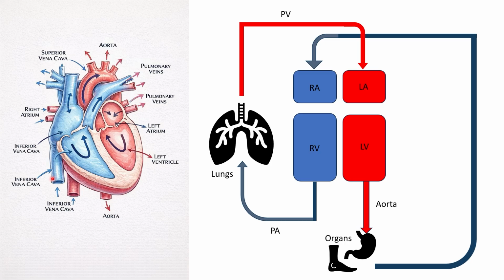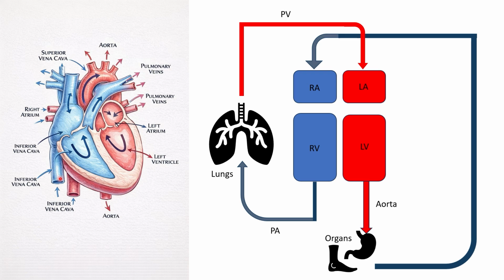Because of this, elevations in right atrial pressure are transmitted directly back into the venous system, leading to venous congestion. This explains findings such as distended neck veins from superior vena cava congestion and a dilated inferior vena cava on ultrasound in right-sided cardiac dysfunction.